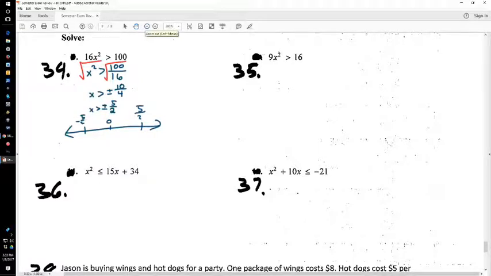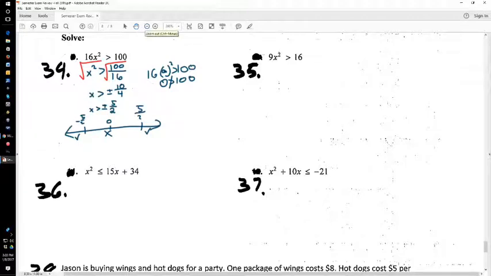So 16 times 0 squared is greater than 100. 0 squared is 0, times 16 is 0, so we got 0 is greater than 100. Is 0 greater than 100? The answer is no, it is not. So we do not want the area in between, which means I do want the areas on the outside.